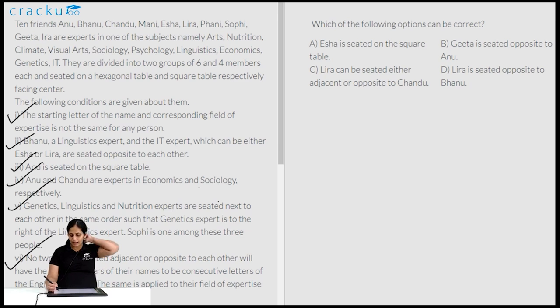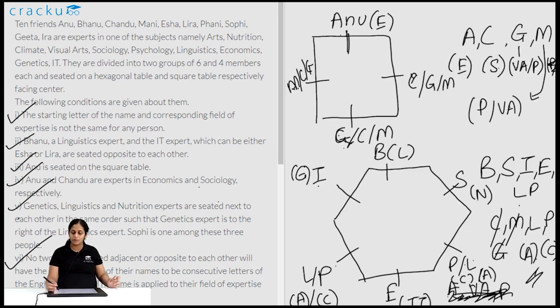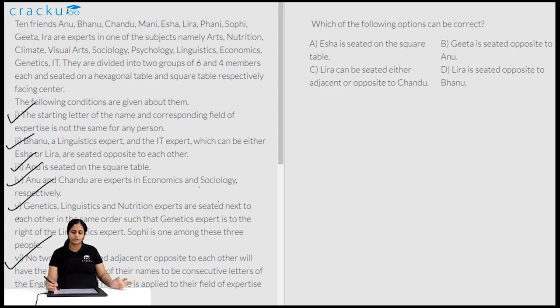Leera can be seated either adjacent or opposite to Chandu. Now Leera and Chandu are not on the same table, so she cannot be adjacent or opposite to Chandu. So C is also wrong. D, Leera is seated opposite to Bhanu. No, Isha is seated opposite to Bhanu. So even D is wrong. So A, C, D are clearly wrong. B can be possible. So the right answer is option B.